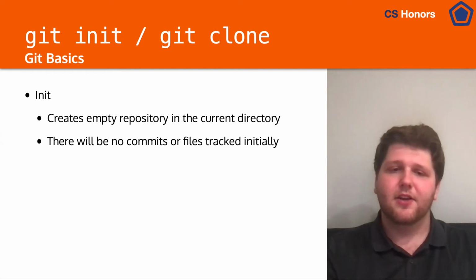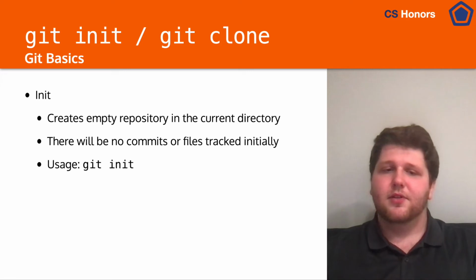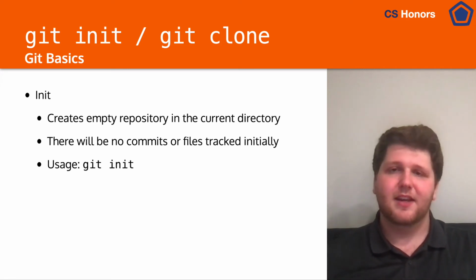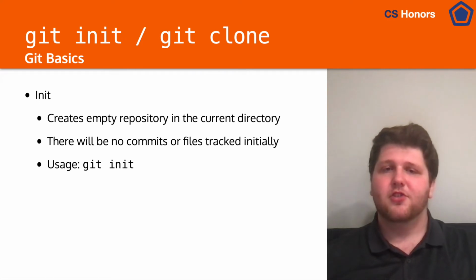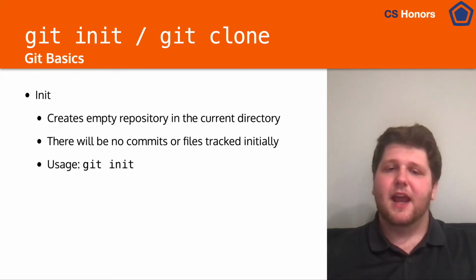To run git init, you need to type git init into the command line. So we'll show that off in a minute. And as I mentioned, there will be no commits or files tracked initially. When you first run git init, it'll be an empty repository, and you still need to take that first snapshot. It doesn't happen automatically for you.